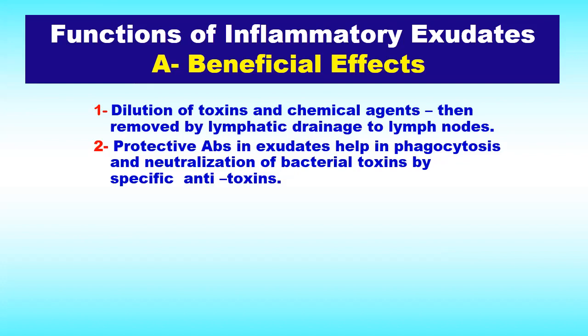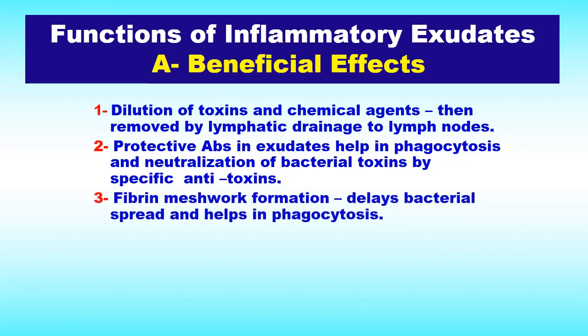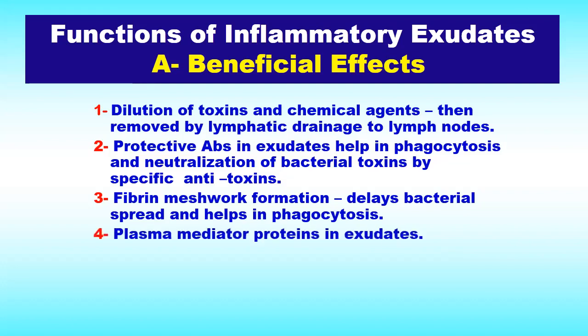Second, presence of protective antibodies in the inflammatory exudates helps in the phagocytosis and neutralization of bacterial toxins by specific antitoxins. Third, formation of fibrin meshwork in the inflammatory exudate delays bacterial spread and helps in the phagocytosis. Fourth, presence of plasma mediator proteins in the inflammatory exudates, which are inflammatory chemical mediators, plays an important role in the inflammation.